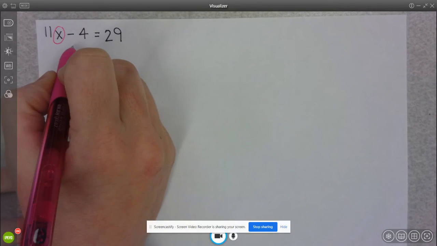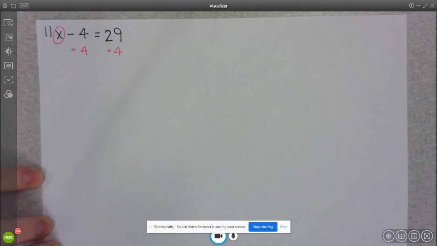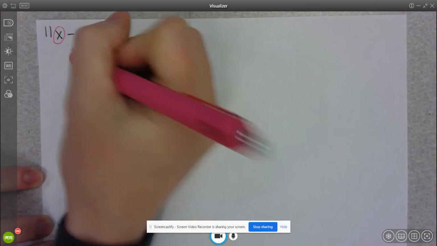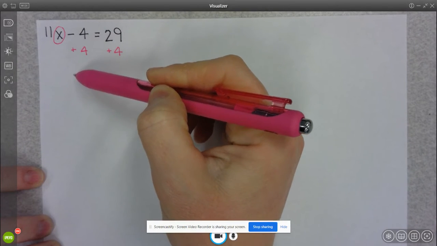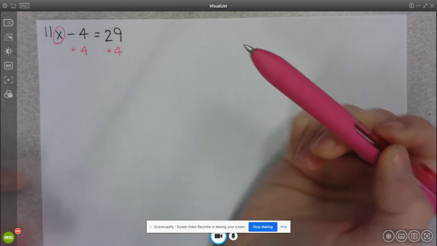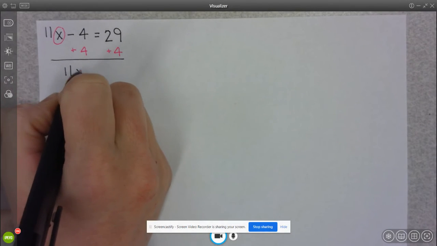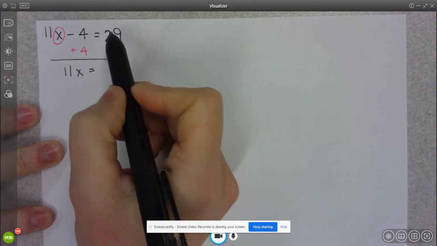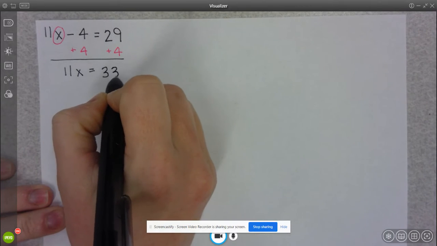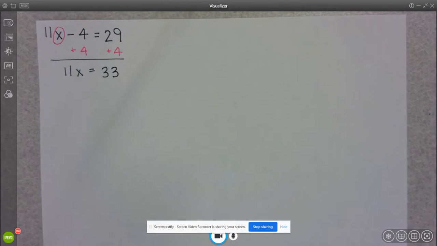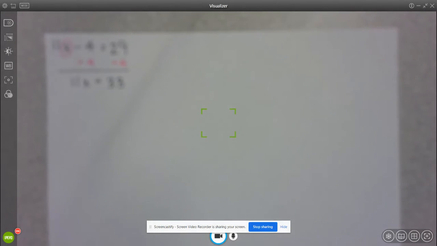So the first thing that's in my way is this -4. So I'm going to add 4 to both sides, because what I'm doing is I'm going to create here with these two, the -4 and the +4, that's going to become 0. So there's not going to be anything there anymore, and I'll be left with just 11x. And then 29 plus 4 is going to give me 33.